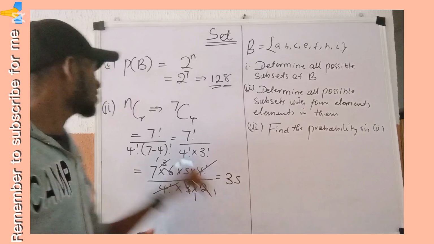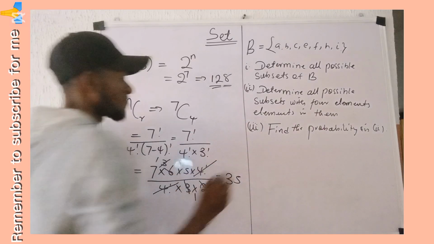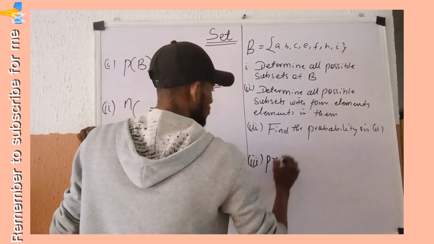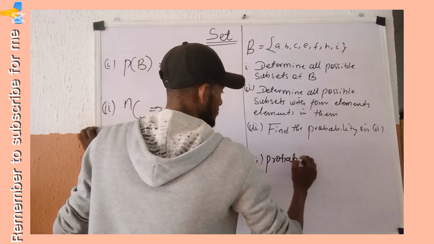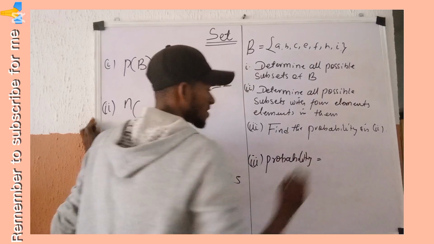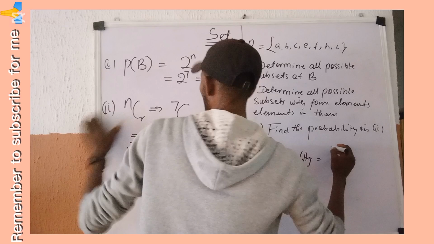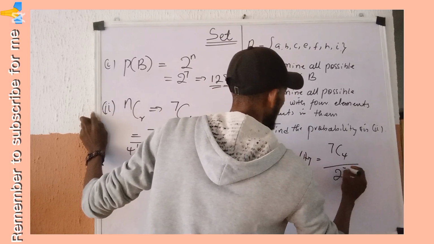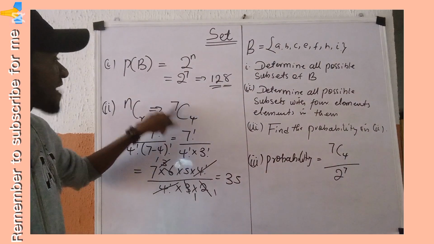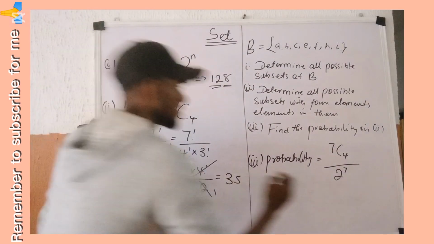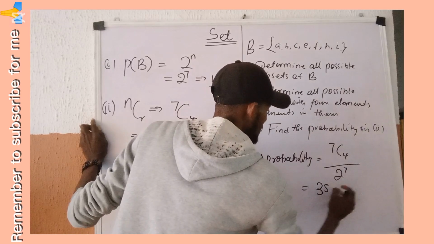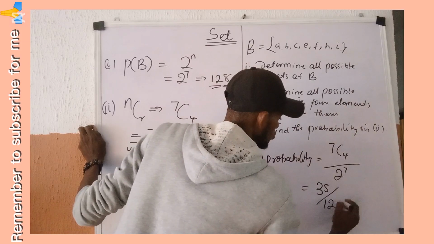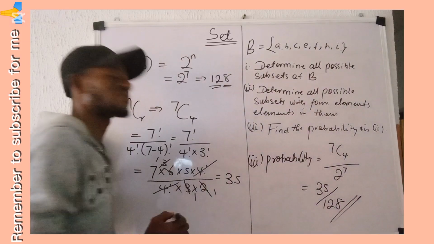So if I want to solve the probability of this, my III, the probability is going to be as follows. Probability equals 7 combination 4 all over 2 raised to power 7. And of course, my 7 combination 4 is 35. So this becomes 35 all over. My 2 raised to power 7 earlier gave me 128. So this is the probability.